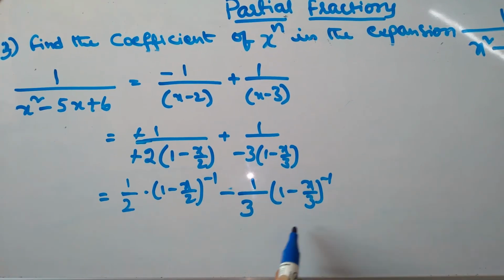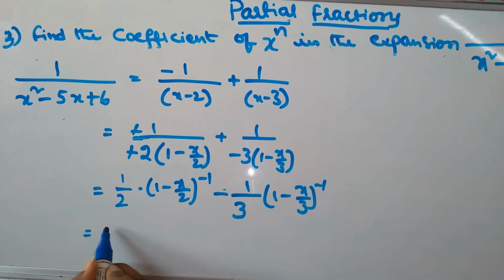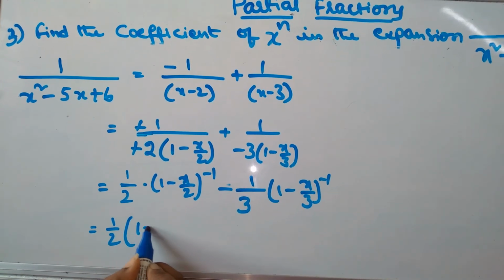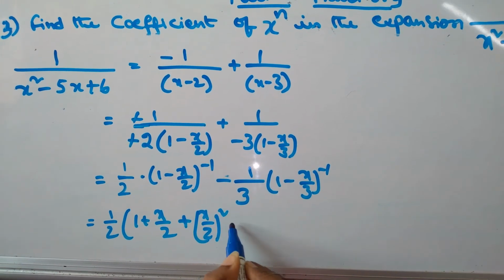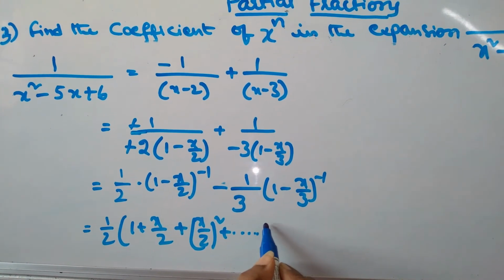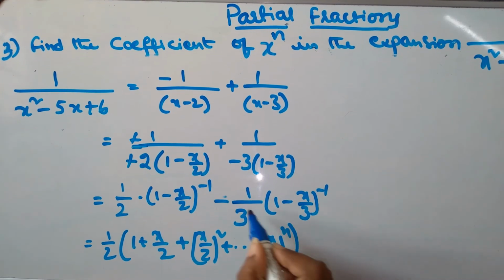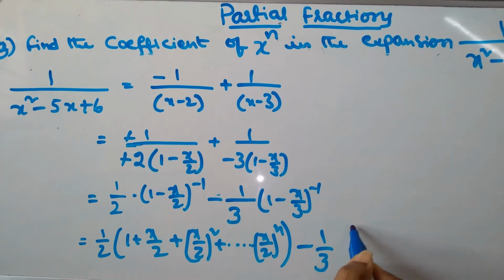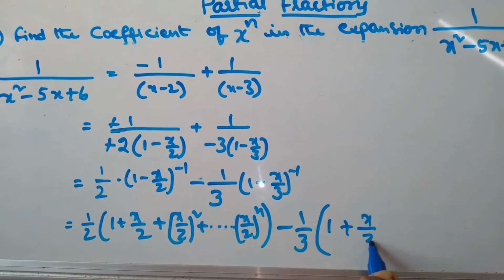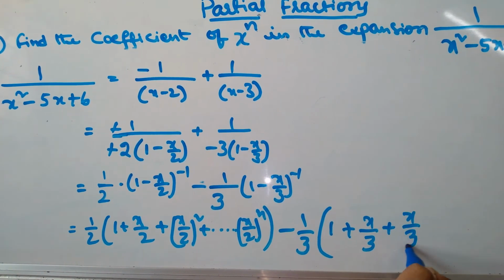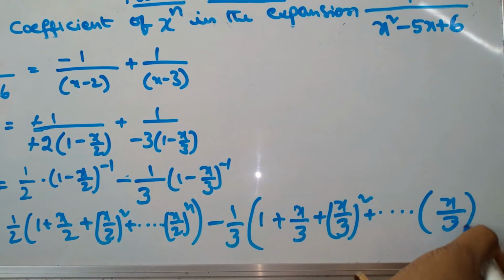This is again a binomial expansion. So let us write the expansion. This becomes 1 by 2 into 1 plus x by 2 plus x by 2 whole square plus so on, x by 2 whole power n. And this becomes minus 1 by 3, 1 plus x by 3 plus x by 3 whole square plus so on, x by 3 whole power n.